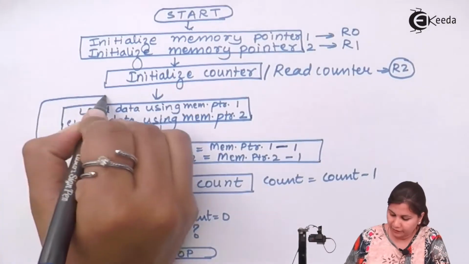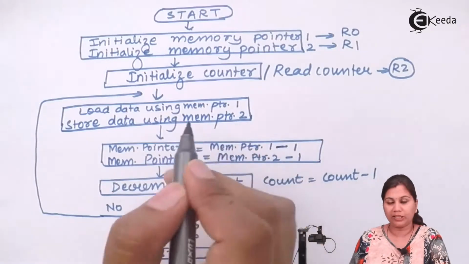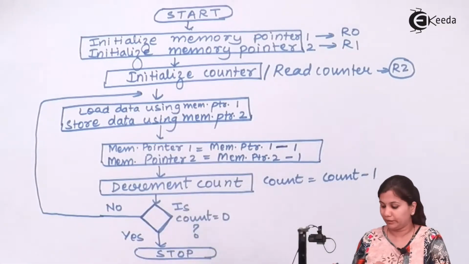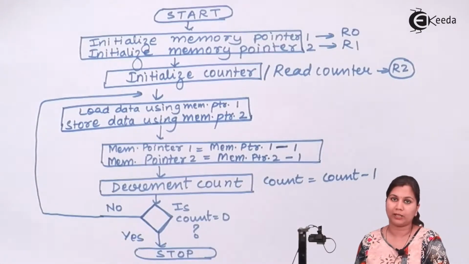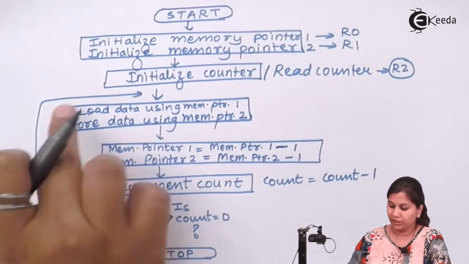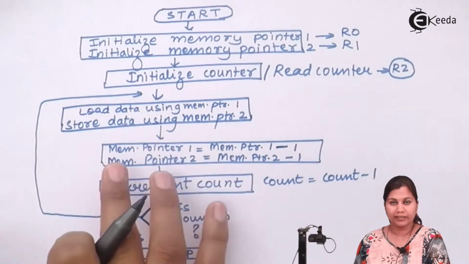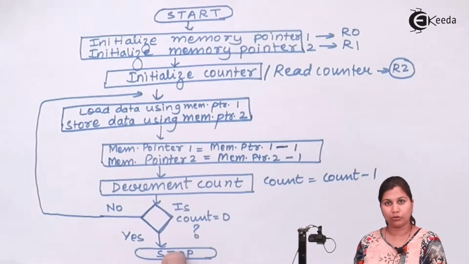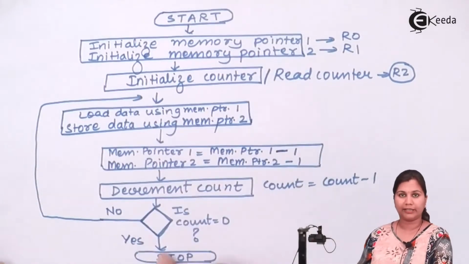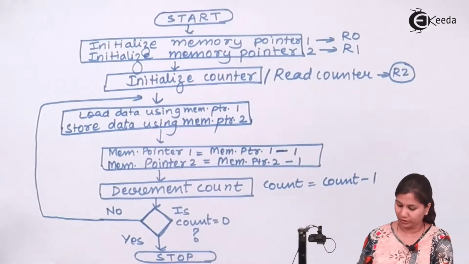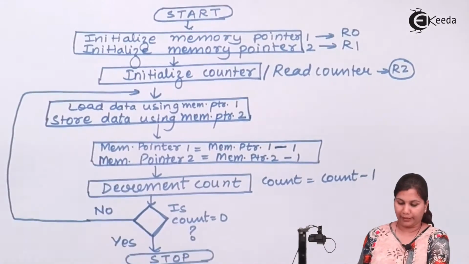So again the data will be loaded, again storing will be done, memory pointers will be decremented, count will be decremented, again it is checked whether the count has become 0 or not. So these steps are repeated again and again until the count has become 0. When it is 0, then end the program. Okay. So this is the flow chart showing the direction in it. Okay. Now we will write the program.